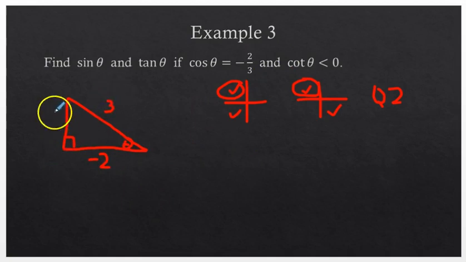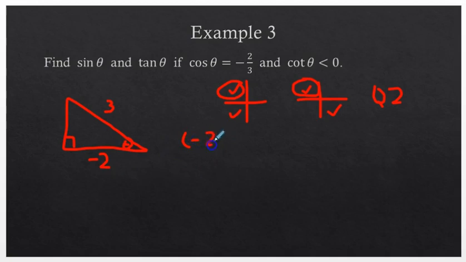The only place where you'll have negatives are on the x or the y values, and that'll be based on which quadrant you ended up in. So anything in the second quadrant will have a negative x value, but a positive y value, and the hypotenuse will always be positive. So now that I have 2 of the sides of my triangle, I can use the Pythagorean Theorem to find the last side.